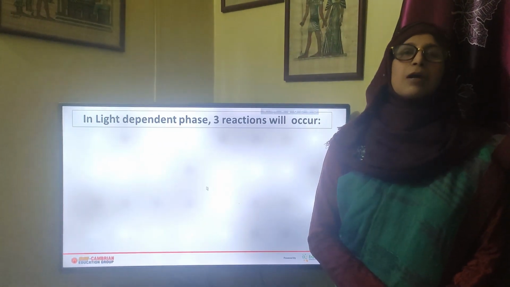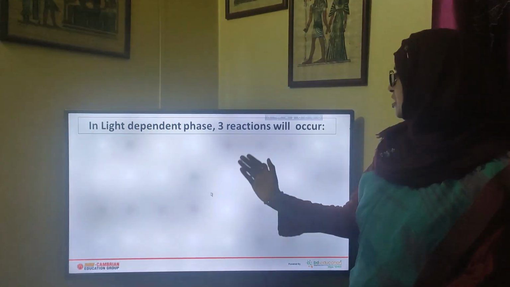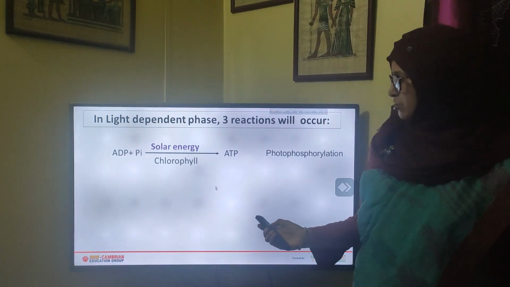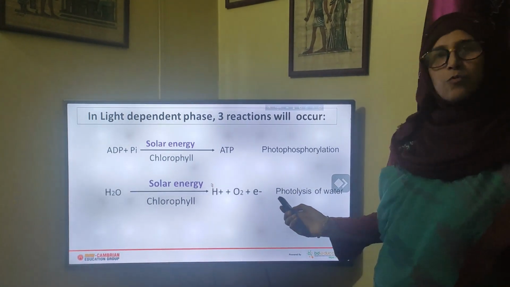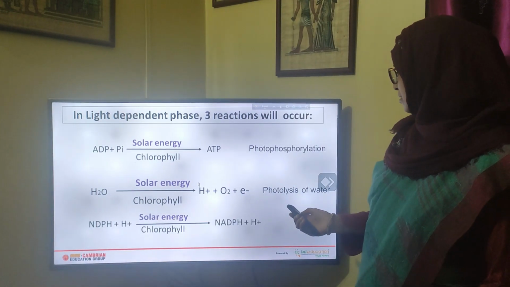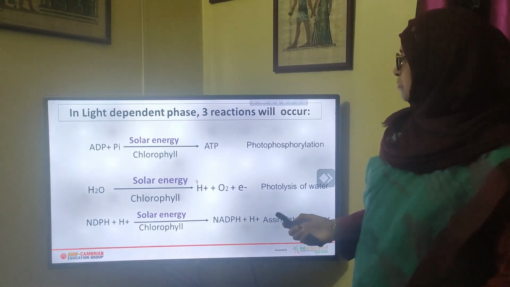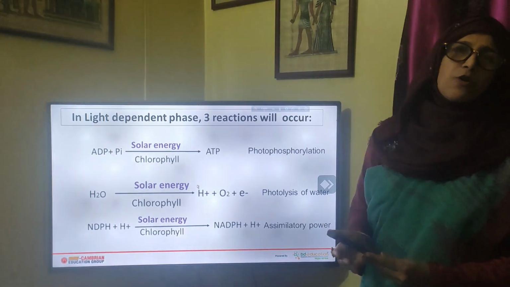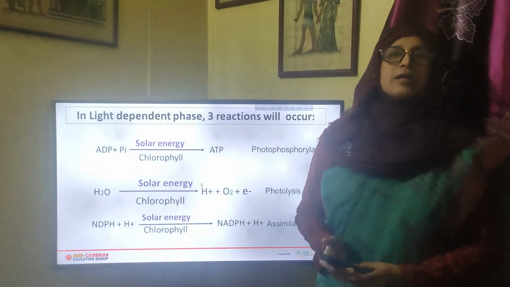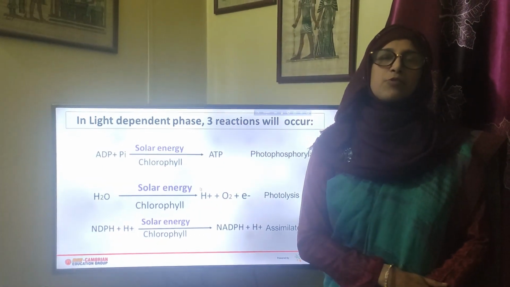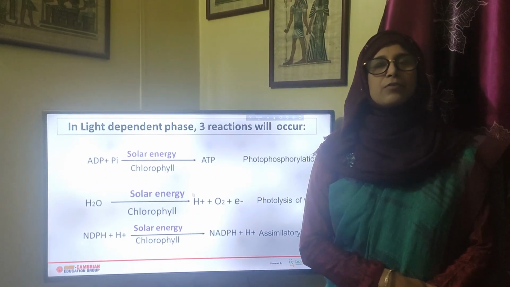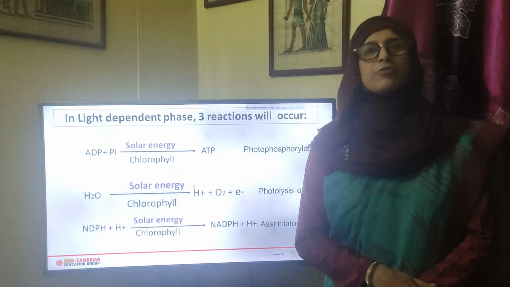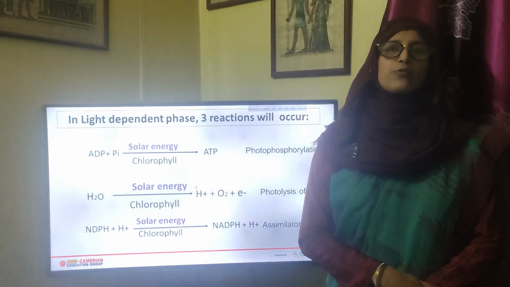Dear students, we have learned that in the light dependent phase, three reactions occur. First one, photophosphorylation. Second one, photolysis of water, and third one is assimilatory power. That means in the light phase, the production of ATP and NADPH plus H2, all together, is known as assimilatory power. Students, please note this down in your copy and underline it in your book, because these three points are very important for your knowledge based and realization based questions.